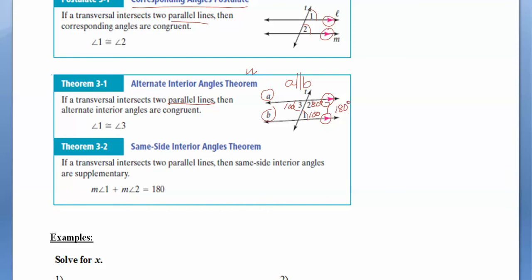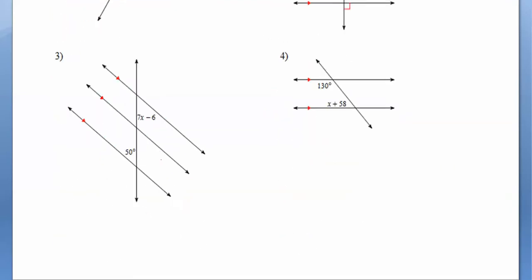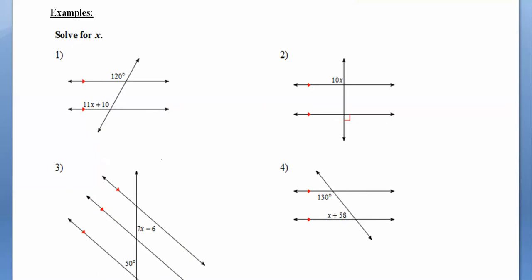Okay, so angle 2 and angle 1 will add up to 180. So they're not congruent. Same side interior angles are supplementary. Okay, so the rest of these are examples where you're solving for x using what we just learned.